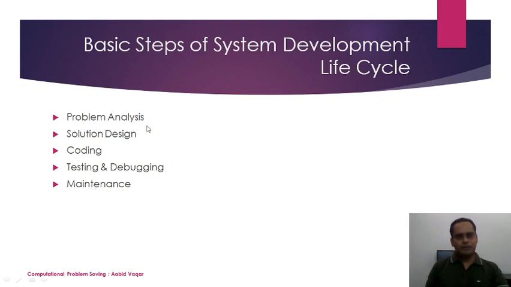So first of all is the problem analysis. As the name indicates, before writing code for a particular problem, you will have to work on the details of the problem. So you will first understand what exactly the problem is, what can be the solution, what should be the output, and what should be the input, etc. Later on we will take an example to analyze a problem. So after the problem is understood in detail, then you have to move on to the second step called solution design. In this step, you will be designing the solution for that problem.